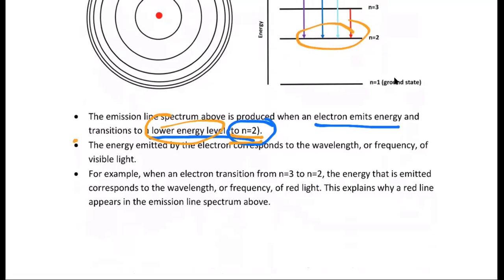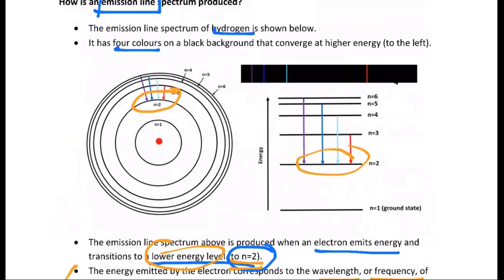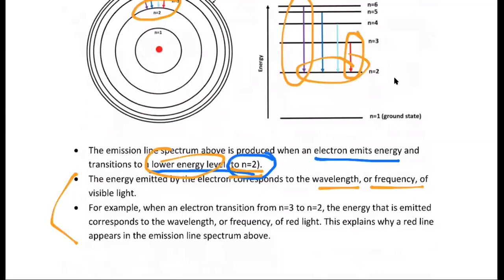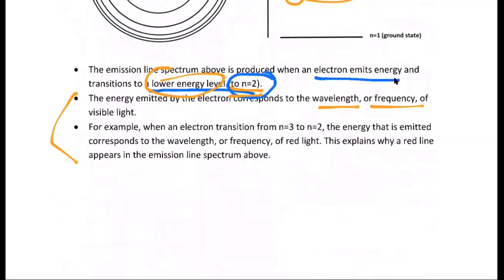And these last 2, I kind of already summarized, but basically the energy emitted corresponds to the wavelength or the frequency of the visible light. And so, as I said, the one with the lowest energy is going to be the color red, like this first one, and the one with the highest energy is going to be violet, because that's going to be the higher energy difference. And that's just what this last bullet says. It says from 3 to 2, it corresponds to red light. That's why there's a red line on the emission line spectrum above.